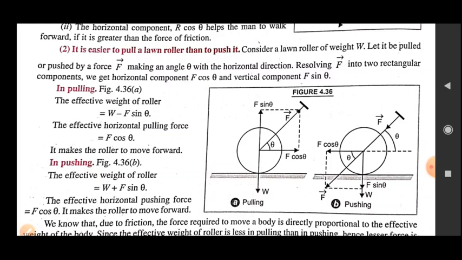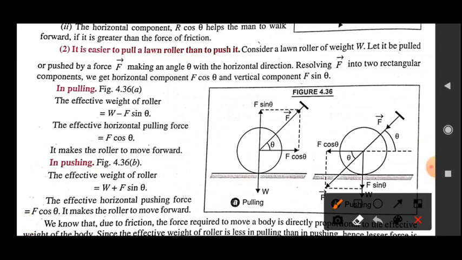The second application of resolution of a vector is that it is easier to pull a lawn roller than to push it. So let's see why we can pull a lawn roller more easily than we can push it. Here both pulling and pushing are given. In this figure, when we are pulling, we apply force along this direction. The force has two components, F cos theta and F sin theta, if theta is the angle it makes, and its weight acts in the downward direction.